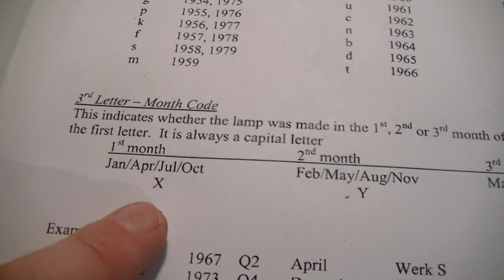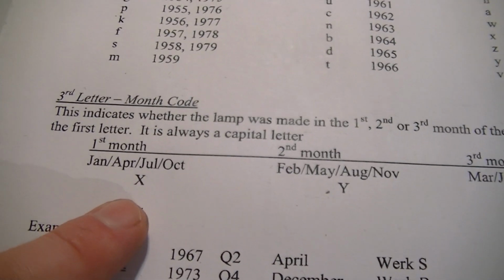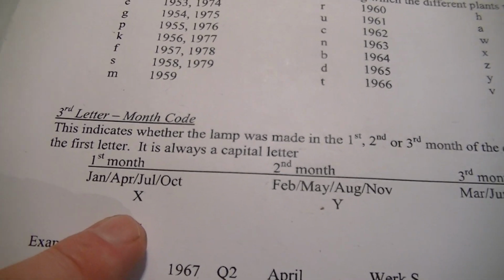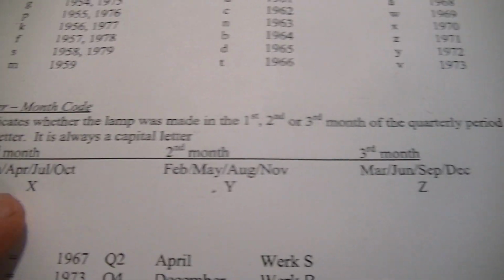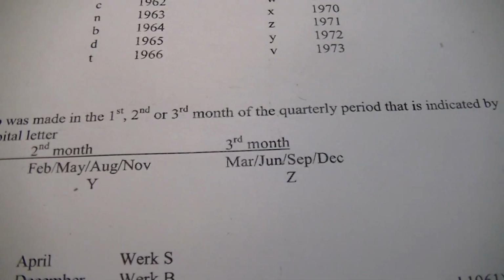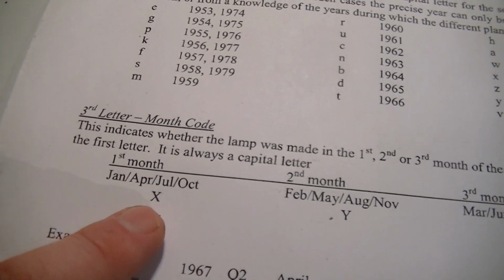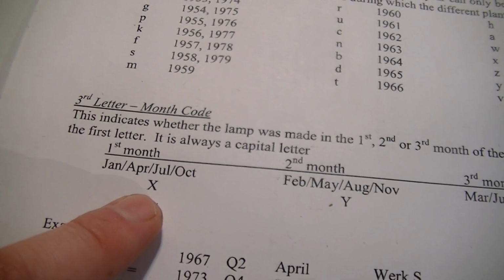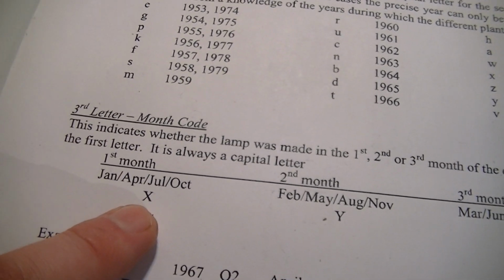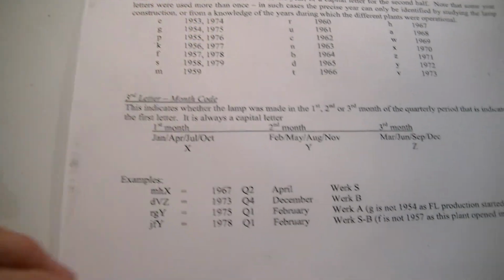And the X gives the month of the quarter. In this case, it's the first month. If it was a Y, it'd be the second month, Z the third month. So, in this particular case, X being the first month of quarter 2 would be April. So April of either 1953 or 1974.